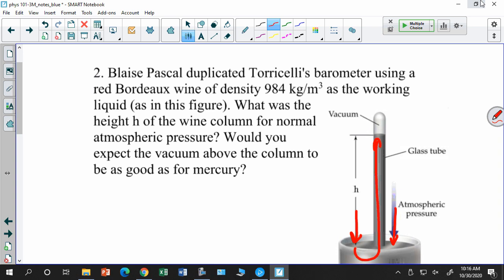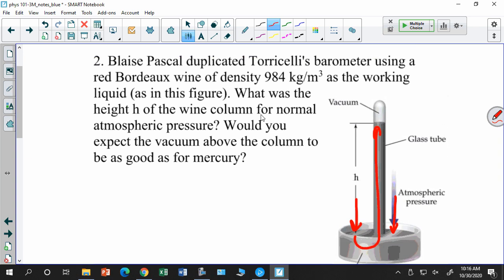This is asking what would the height of the column be for normal atmospheric pressure. So Blaise Pascal duplicated this barometer, but first sort of defined how we could use the barometer. He used wine instead of what's usually used in a barometer. Do you know? Mercury. Do you know why we use mercury? Because mercury is not really the best thing to use. It's toxic for one. It's really sensitive to heat, and at room temperature, it's still liquid.